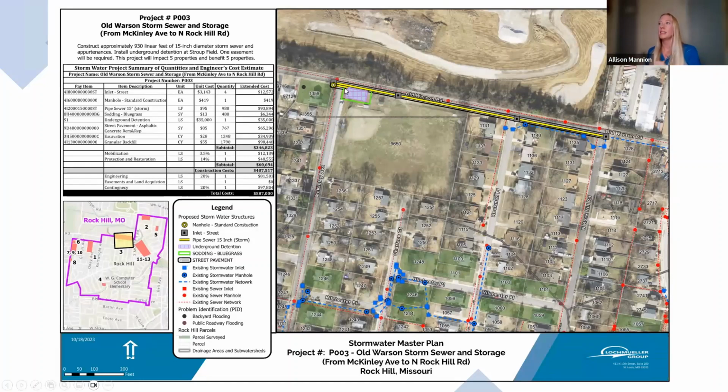Later in the presentation, I'm going to discuss the MSD projects that are in this area. This was originally identified as an MSD project, but we have modified their conceptual design by incorporating some underground storage to help attenuate flow. By doing so, we can connect into the existing storm sewer down here that is adequately sized. Their original plan went all the way across Rock Hill Road with a larger sewer connecting directly into Deer Creek. This would be to construct approximately 930 linear feet of 15-inch diameter storm sewer, and it would benefit 5 properties. The total cost associated with this is $587,000.